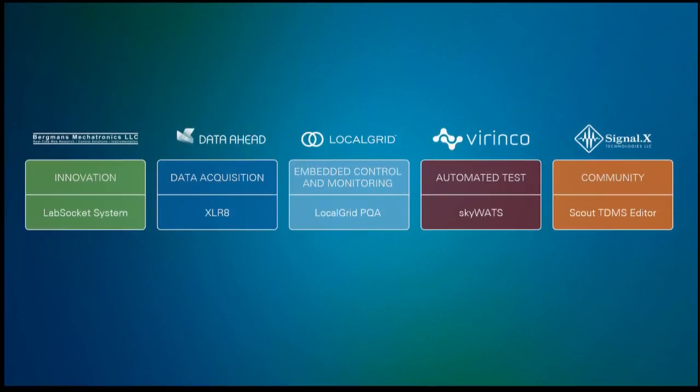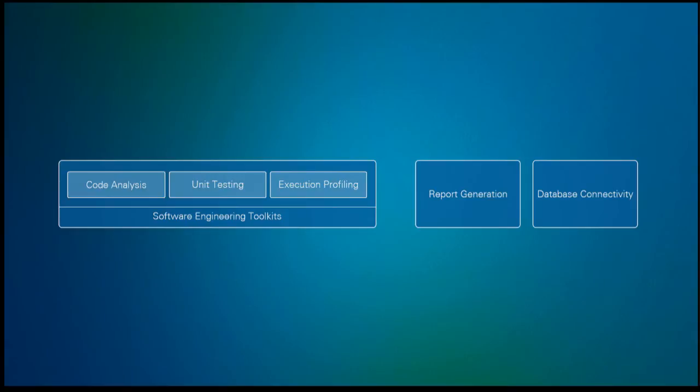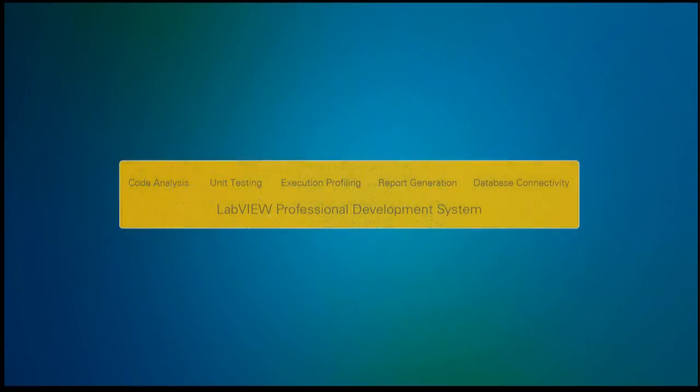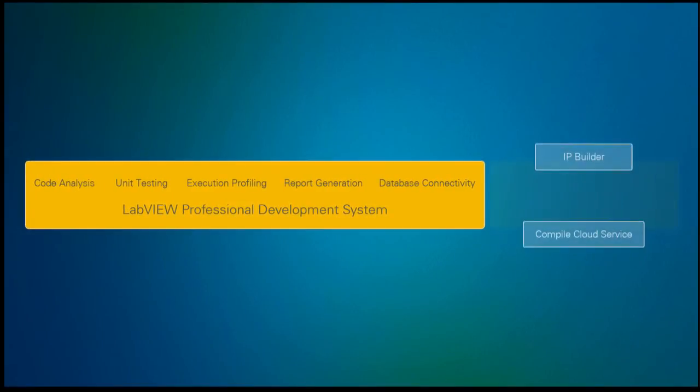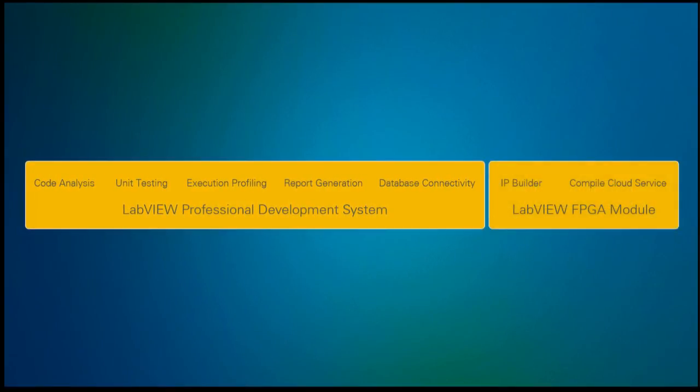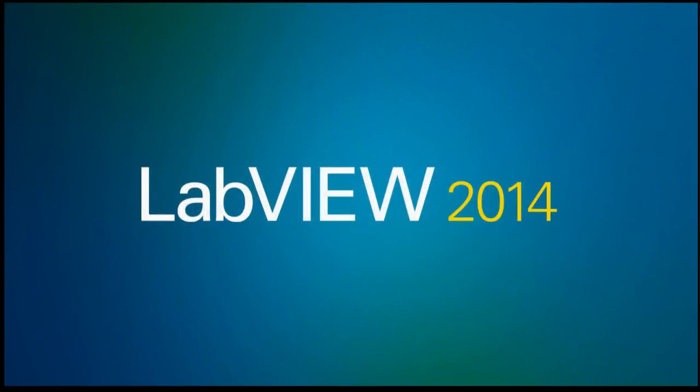In addition to the features that you've just seen, we've also added more value to your LabVIEW package, including the software engineering toolkits in the professional package, in addition to IP Builder and Cloud Compile in LabVIEW FPGA. Every year, we heavily invest in the LabVIEW platform, focusing on building and improving the world's best engineering system design software. You'll see some of that investment today and much, much more over the next few years so that you and I can continue innovating.